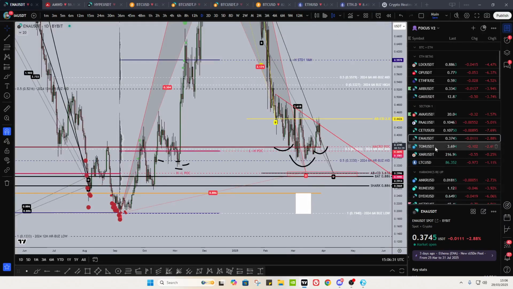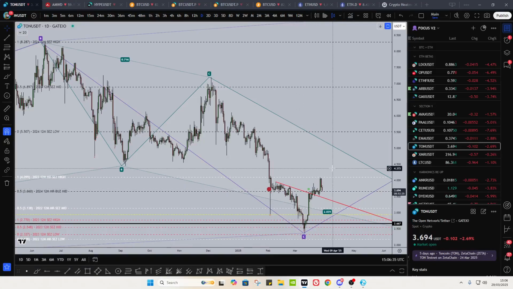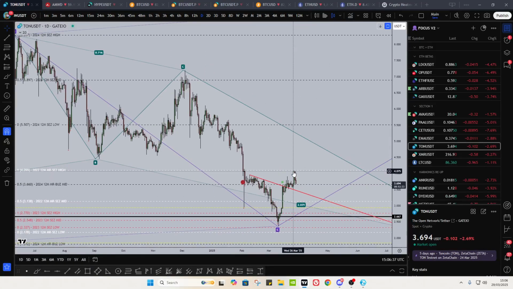So that's ENA. Toncoin, beautiful, right? Beautiful. Above your actual trend break. So you're below. You rejected off your 2022 level for now. 2022 macro read seller zone high, right?